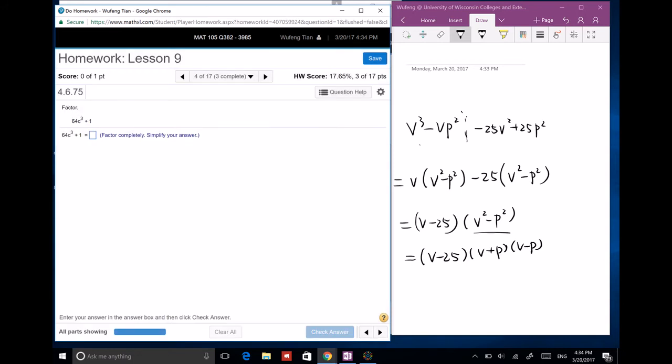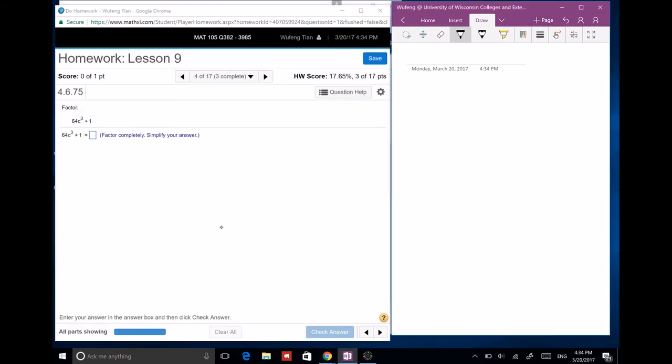So next question. This is a sum of cubes. It's 64c cubed plus 1, which equals 4c cubed plus 1 cubed. The formula is a cubed plus b cubed equals a plus b times a squared minus ab plus b squared. So now we can just use the formula: 4c plus 1 and 4c squared, which is 16c squared, minus 4c times 1 is 4c, plus 1 squared, which is 1.